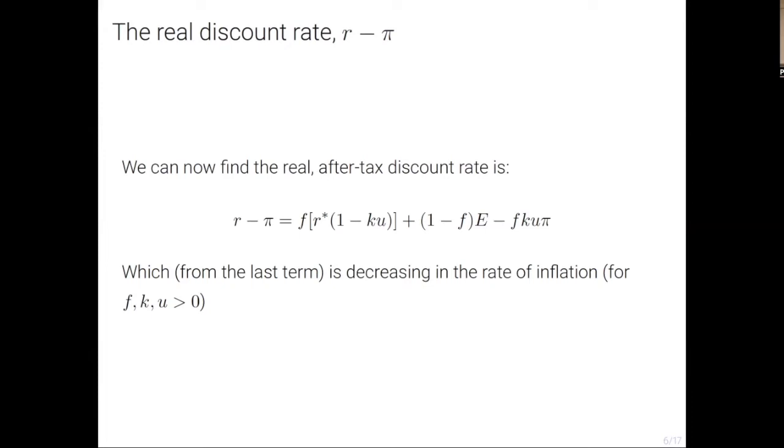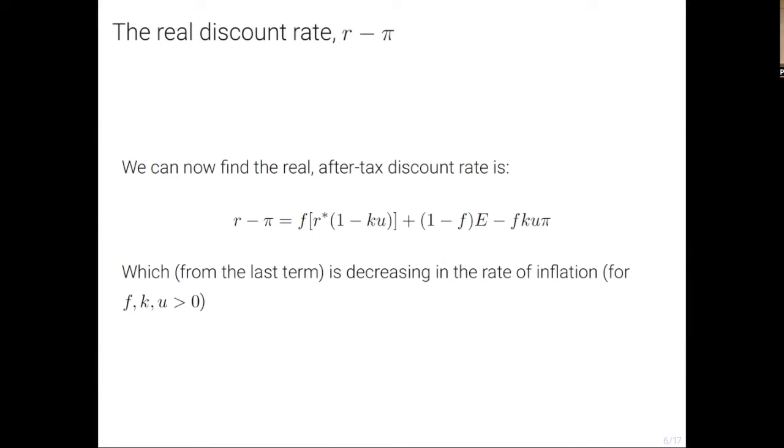That last term is negative. F, K, and U are all non-negative values: the share of debt financing F, the share of interest deductible K, and the corporate income tax rate U. So as long as those are all not zero, inflation here is going to lower the real after-tax discount rate. Again, this is what comes into the numerator of the cost of capital equation.